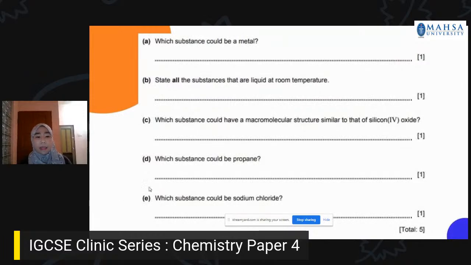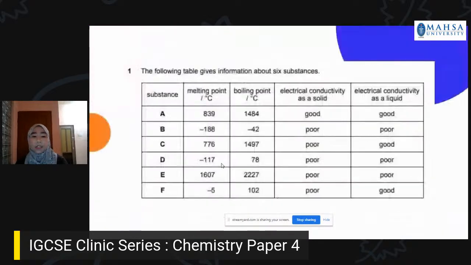Next question, which substance could be propane? When you're referring to propane, you are talking about a carbon compound. How many carbons? It's a 3 carbon compound: meth, eth, prop. So propane is 3 carbon. Knowing that a smaller number of carbons will have a lower boiling point compared to more carbons, because the boiling point will be higher when you have a higher molecular size.